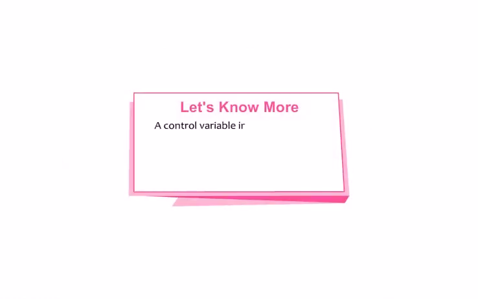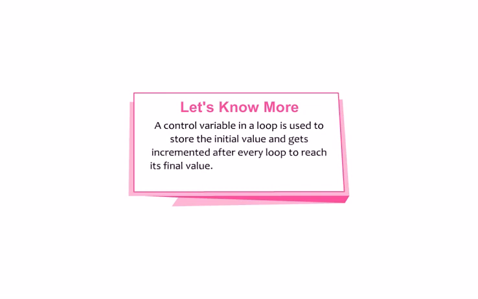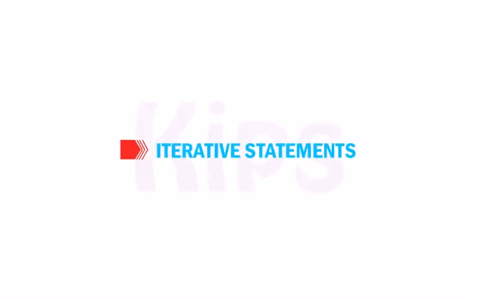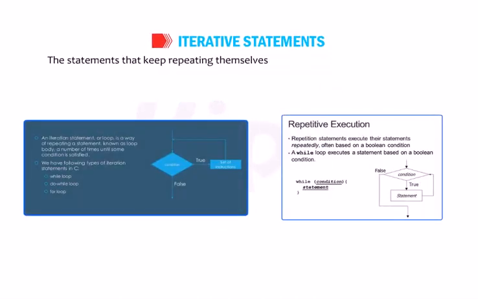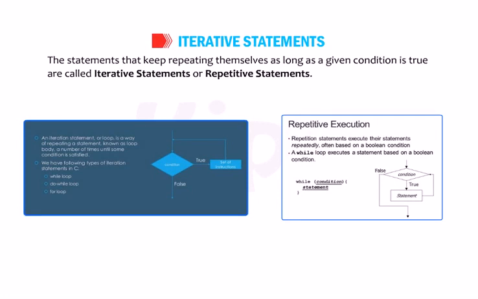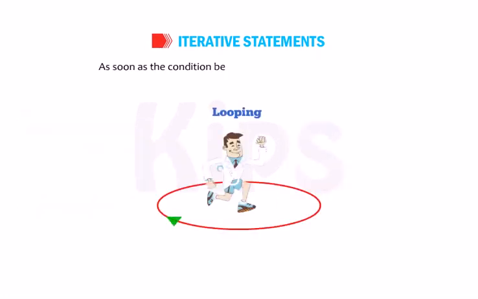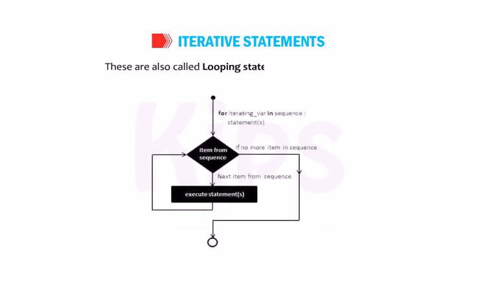Students, let's know more. A control variable in a loop is used to store the initial value and gets incremented after every loop to reach its final value. A control variable is also known as the counter variable. Okay, let's talk about iterative statements. The statements that keep repeating themselves as long as a given condition is true are called iterative statements or repetitive statements. As soon as the condition becomes false, the loop terminates. These are also called looping statements or simply loops.